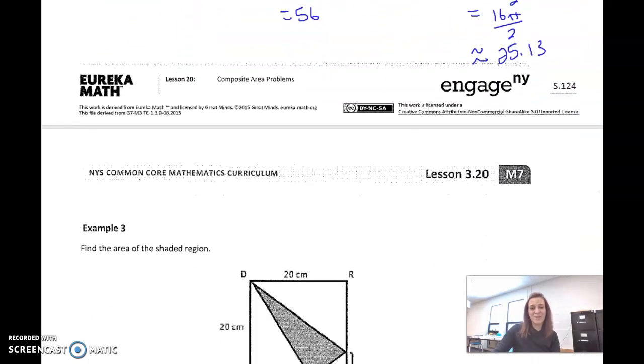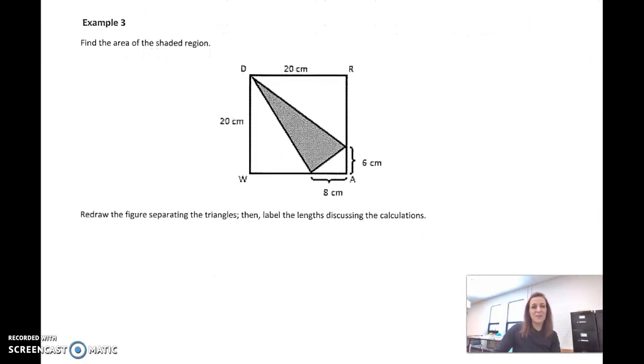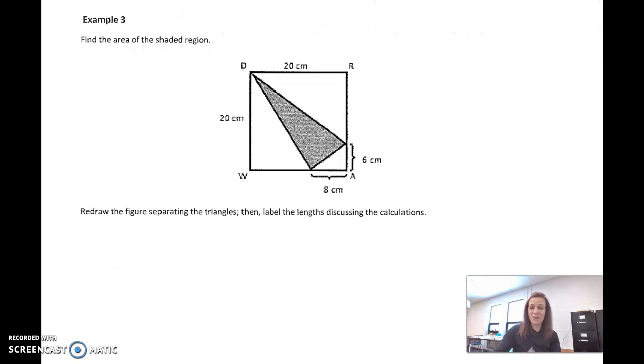All right, let's look at one more example. Pay very close attention to this one, okay? Because you might see this in the future. I don't know if it's necessarily in your homework, but you'll run into it on any standardized testing.